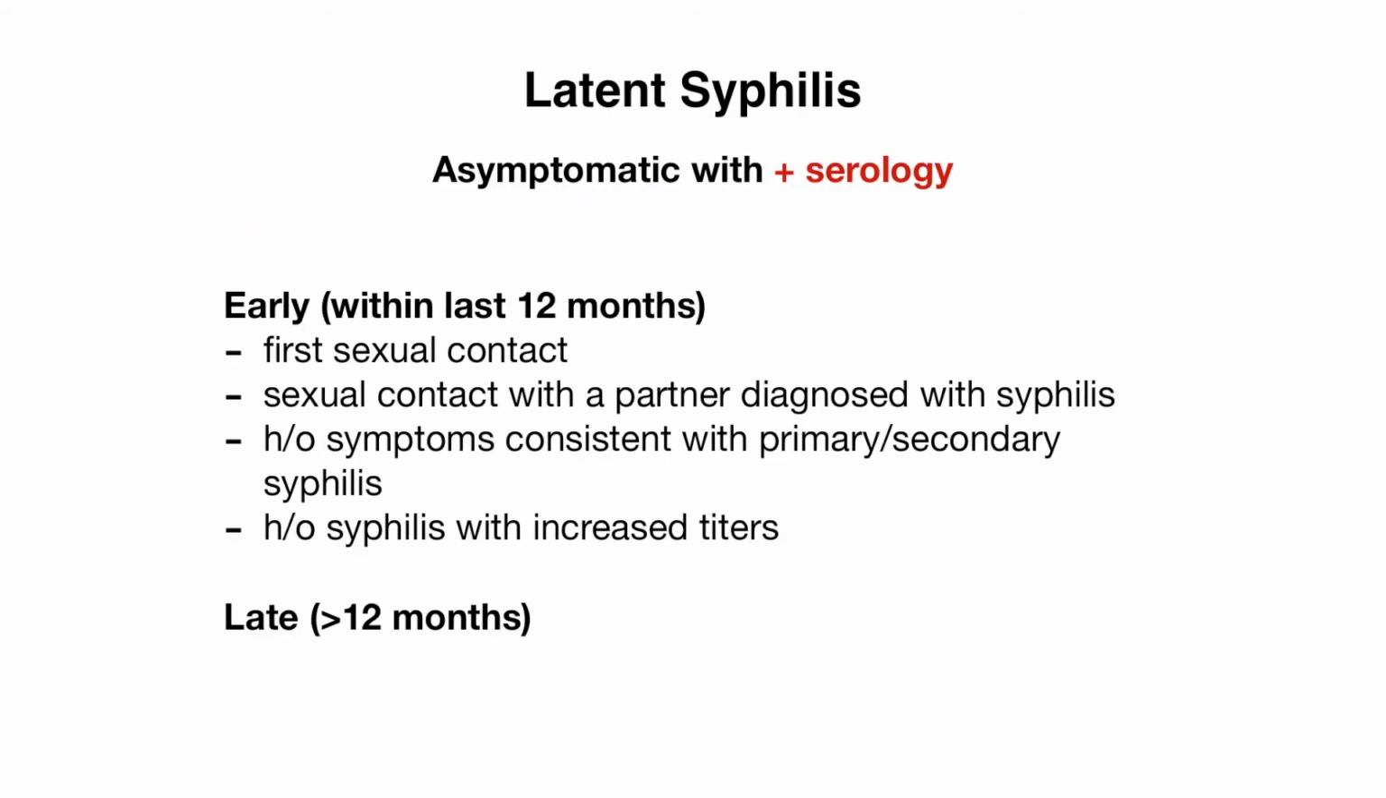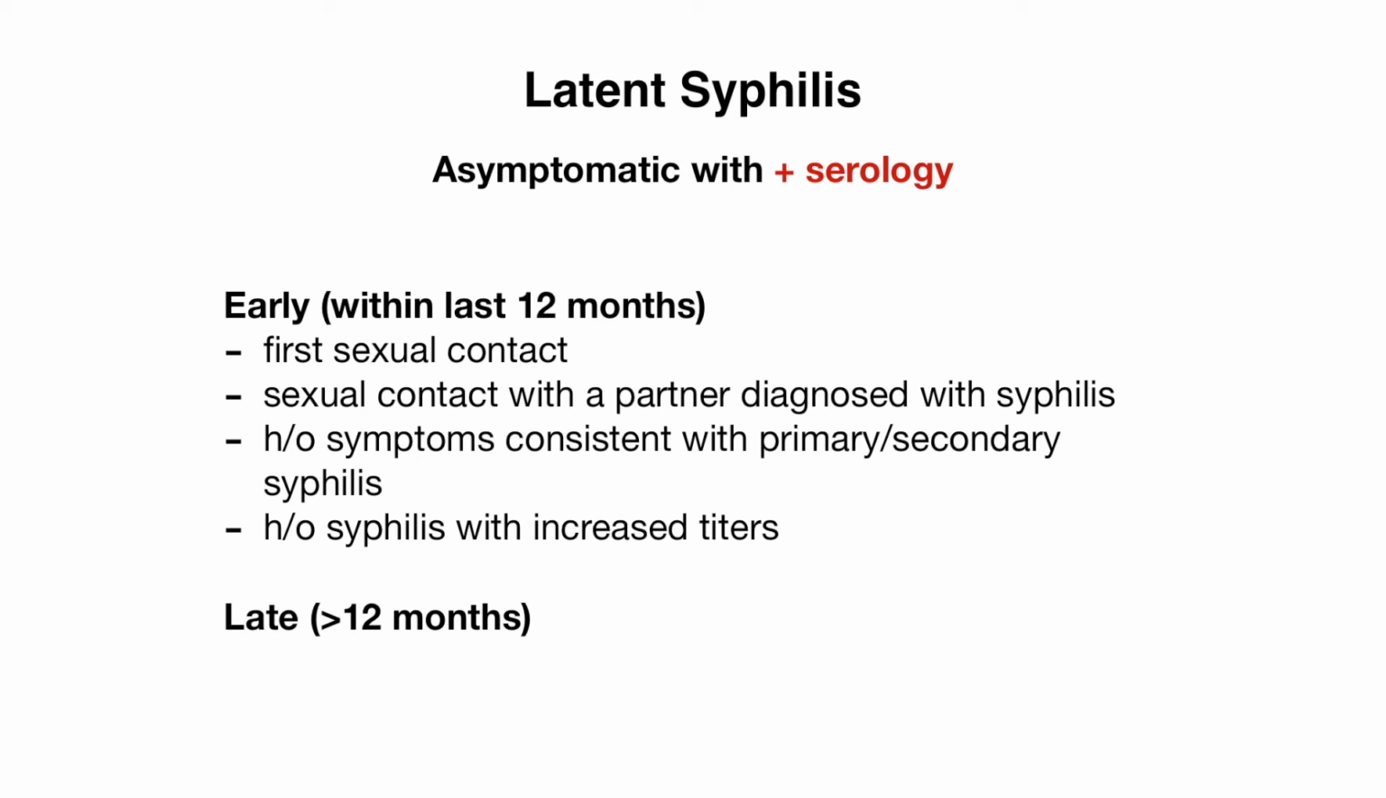All right, so let's talk about latent syphilis a bit, which is when patients are completely asymptomatic but will present with positive serology. So this will usually be detected on some sort of screen that is done for patients. We have our early latent syphilis, which we talked about, and this is when you are sure that the person had contracted syphilis within the last 12 months. And this can be through a wide variety of situations, so let's run through them. If a patient presents with positive serology and they tell you that their first sexual contact happened within the last 12 months, then you can be pretty sure that they're still in the early latent phase.